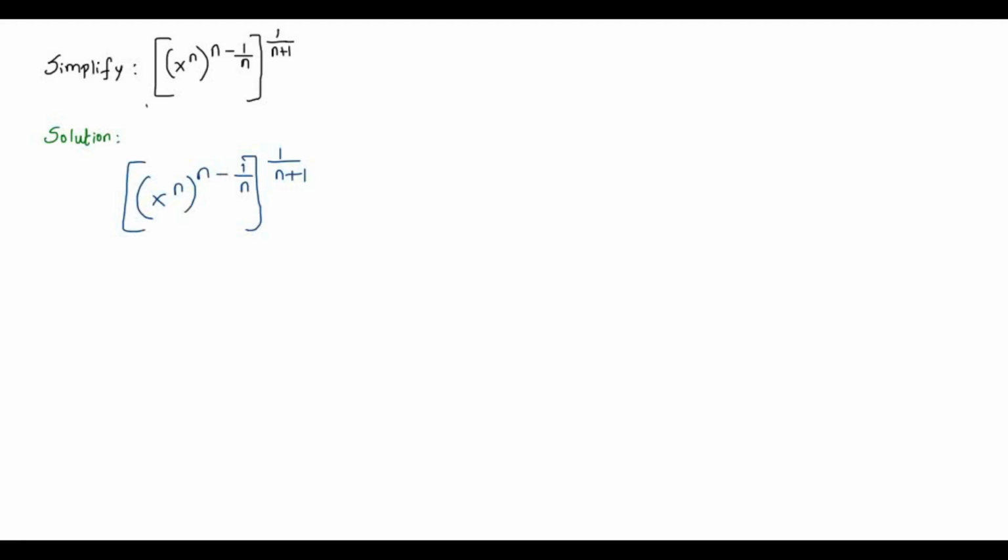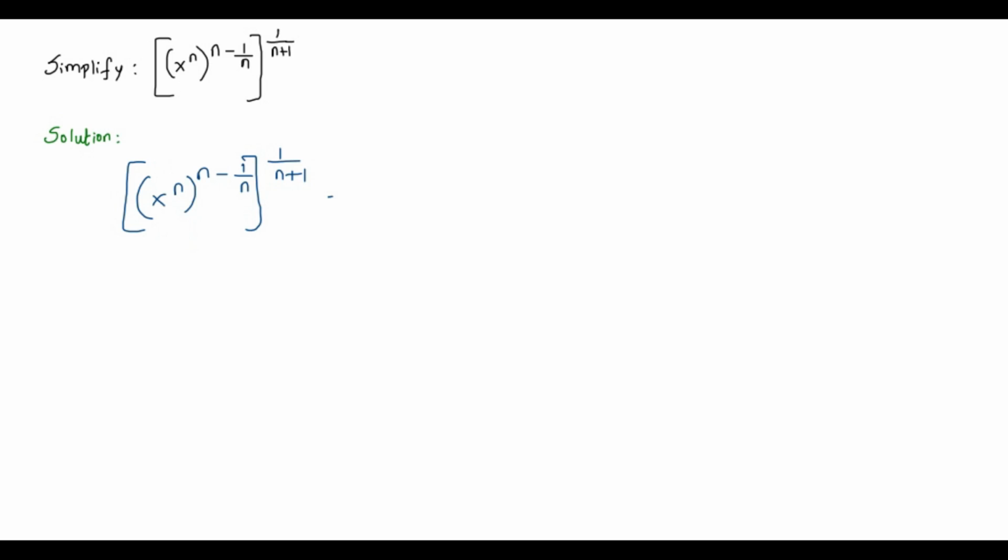Here we have a problem on indices, that is, we have to simplify the given expression. Okay, here the base is x. For the base x we have the exponent n, and for the whole thing we have the exponent n minus 1 divided by n. Again for the whole thing we have the exponent 1 divided by n plus 1.